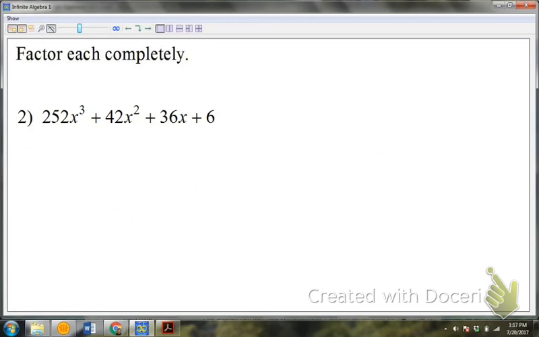Okay, number 2. Go ahead and write this one down. Oh my, mamma mia. It looks a lot more threatening than it is. Keep your paper organized. Put number 2 and circle it. This is example number 2.